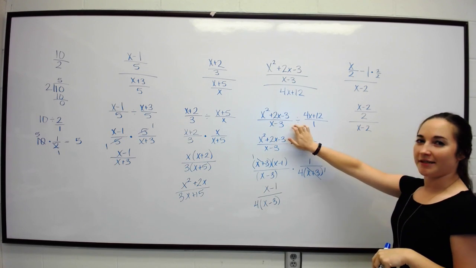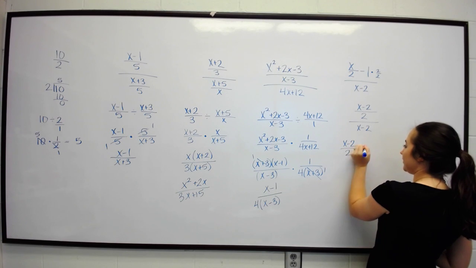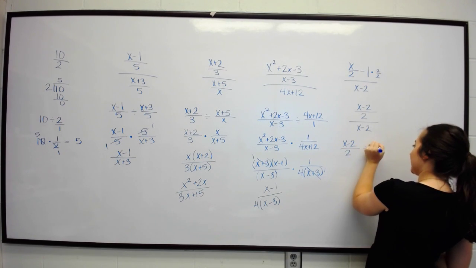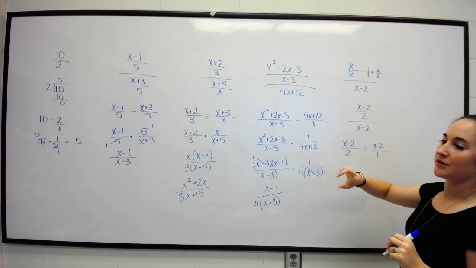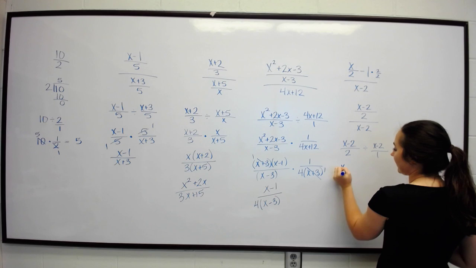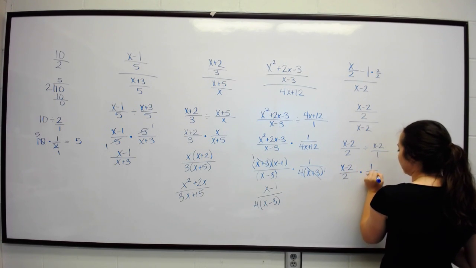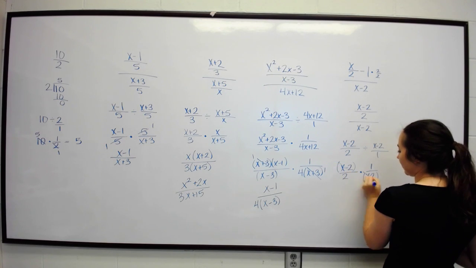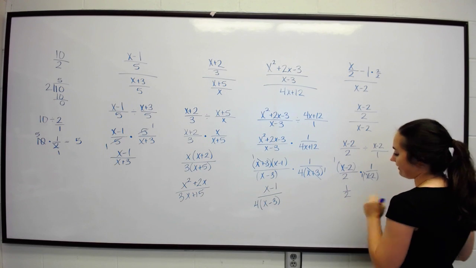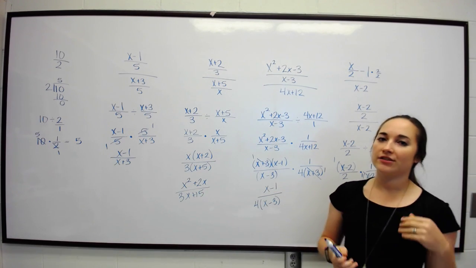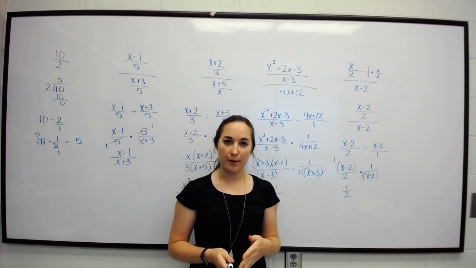We need to follow the same steps we were doing here. We'll have x minus 2 divided by 2 divided by x minus 2, and I'm going to put that over 1 just like I did here to help me remember to take the reciprocal. So I'm going to have x minus 2 over 2 times 1 over x minus 2. If you'll notice, these two terms are going to reduce to 1, and we'll be left with 1/2 as our final answer. So in this video, we have reviewed how to simplify complex fractions.